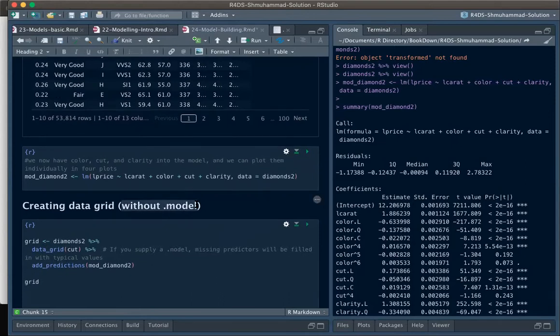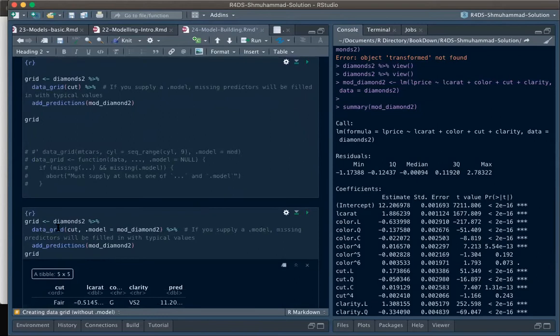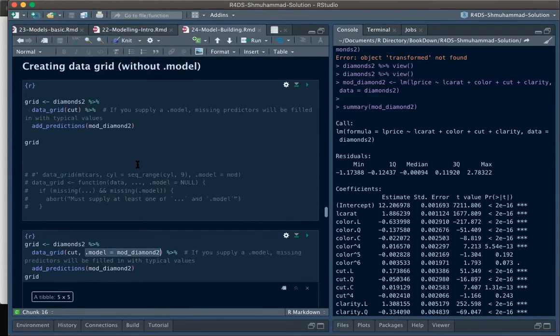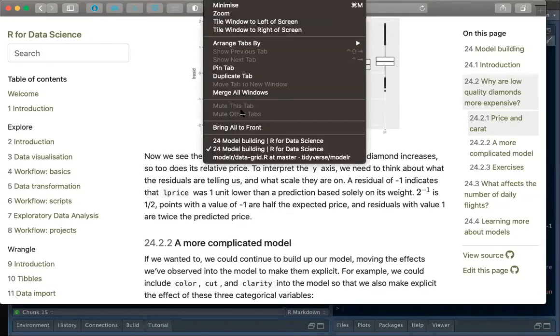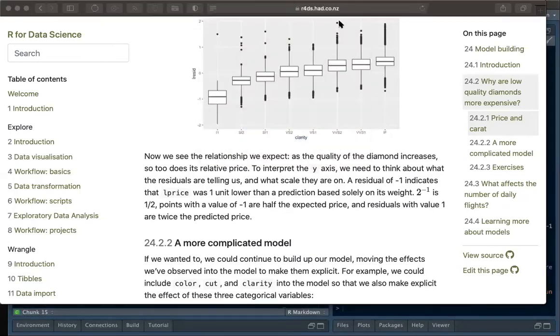I'm not sure why, but what the book does is that while creating the data grid here, they add this variable, dot model. If we remove this dot model and try to run this, we get an error. The data grid, after you put the first variable, must have another thing. Let me show you something.